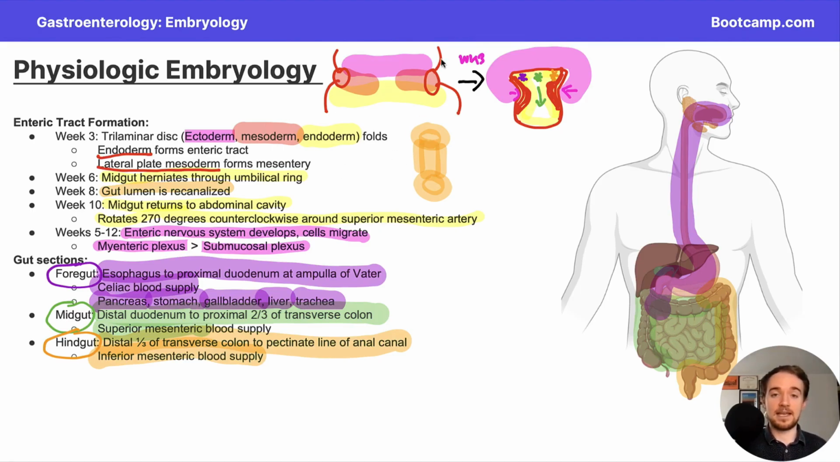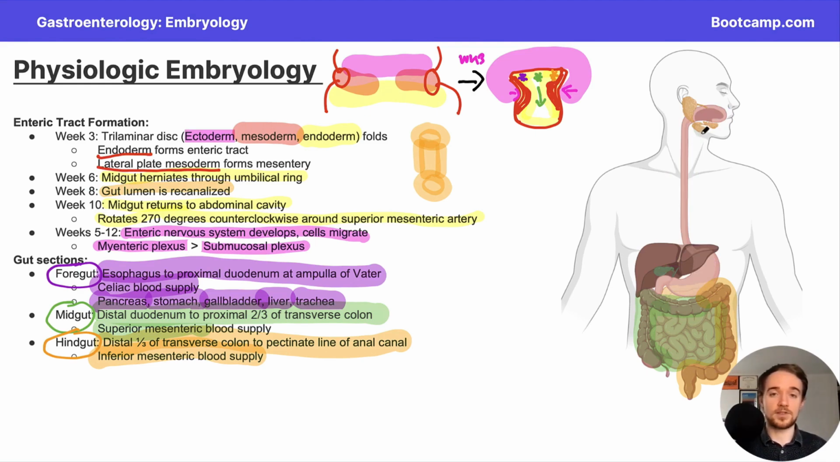Key points being that in week 3, the trilaminar disc composed of the ectoderm, mesoderm, and endoderm is going to begin to fold on itself. Our endoderm, our foregut region, our midgut region, and our hindgut region are what will go on to form our gut tract, our alimentary tract. This is a tube in week 6, and then in week 6, the midgut is going to herniate through the umbilical ring through what will go on to be the vitelline duct. The vitelline duct will eventually obliterate, but not before the midgut returns to the abdominal cavity in week 10. The midgut will then take a rotation. We'll talk about what happens if that rotation goes wrong in later videos.